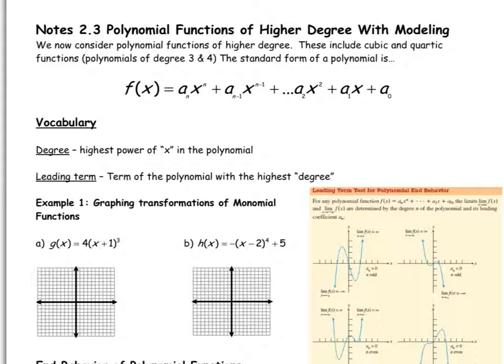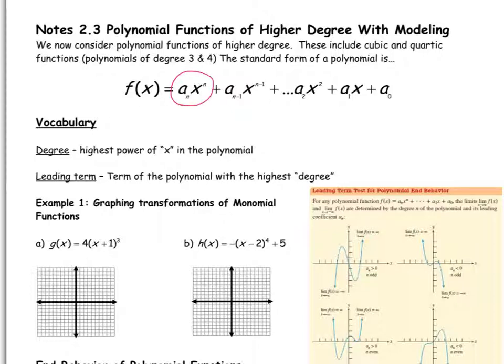Some vocabulary that's going on here: when you have a polynomial, first off, this is written in standard form, mostly because you start with a leading coefficient, you have an x that has a power, and it's in descending order. The leading term, this one right here, and its power designates the degree of the polynomial. So if the n is 3, it's to the third degree. If it's 5, it's the fifth degree.